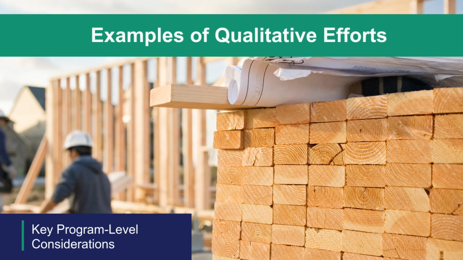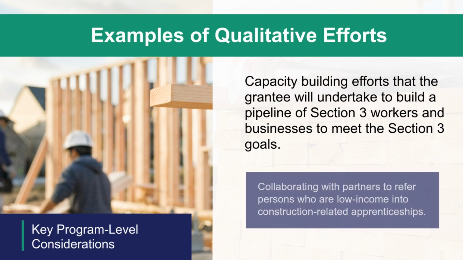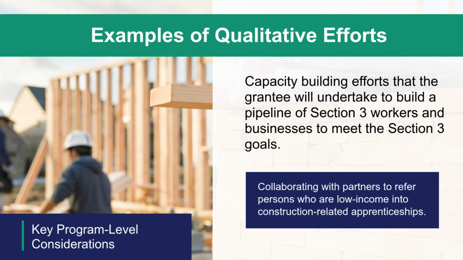Examples of qualitative efforts at the program level may include capacity building efforts that the grantee will undertake to build a pipeline of Section 3 workers and businesses to meet the Section 3 goals. Examples of this may include collaborating with partners to refer persons who are low income into construction-related apprenticeships.